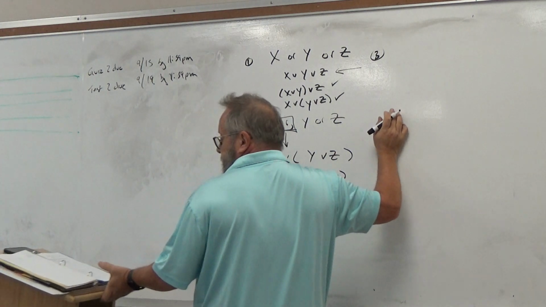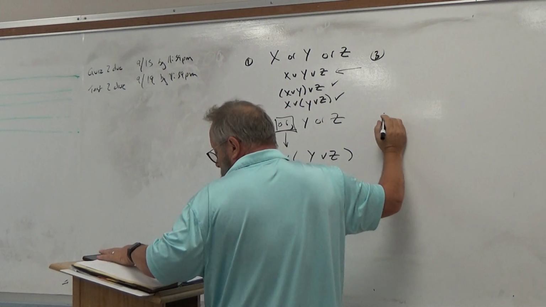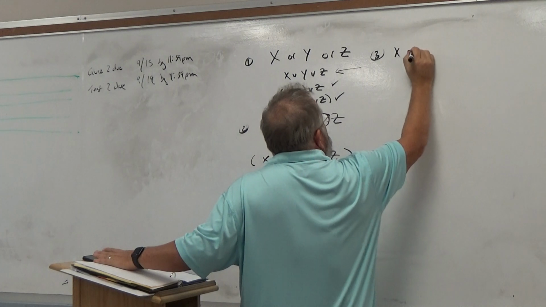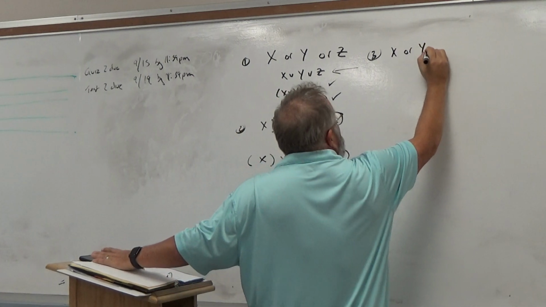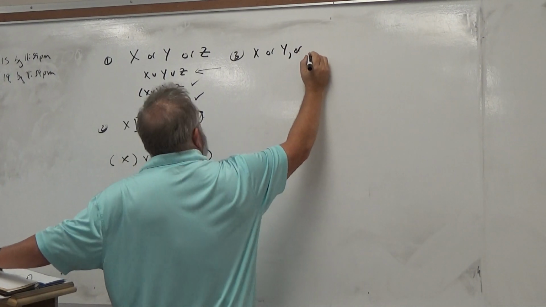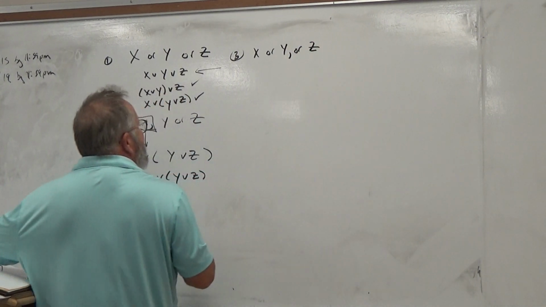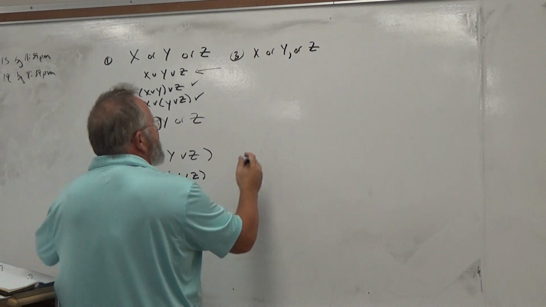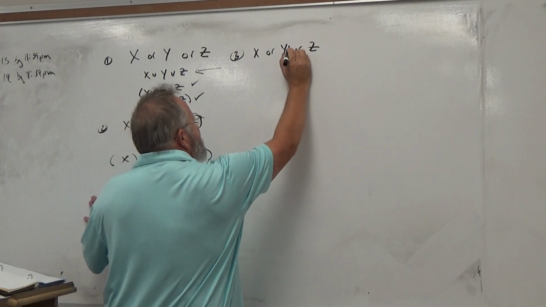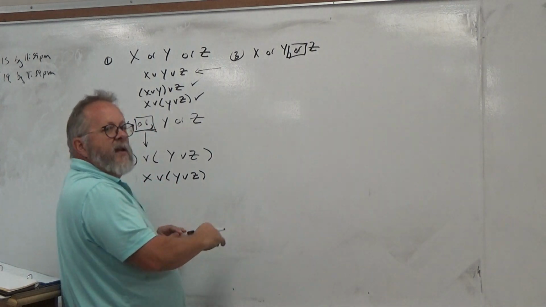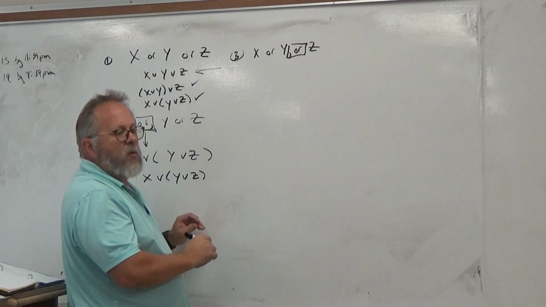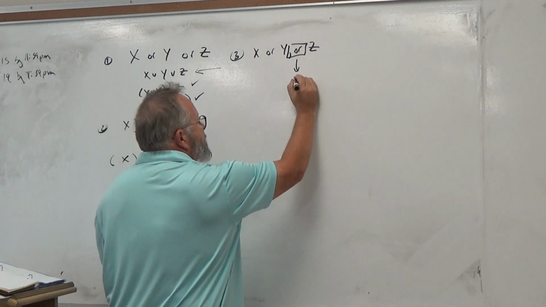3. X or Y, comma, or Z, okay? Just like 2, except the comma has changed places. So now it's telling us, hey, the main logical operator is the second OR, okay?